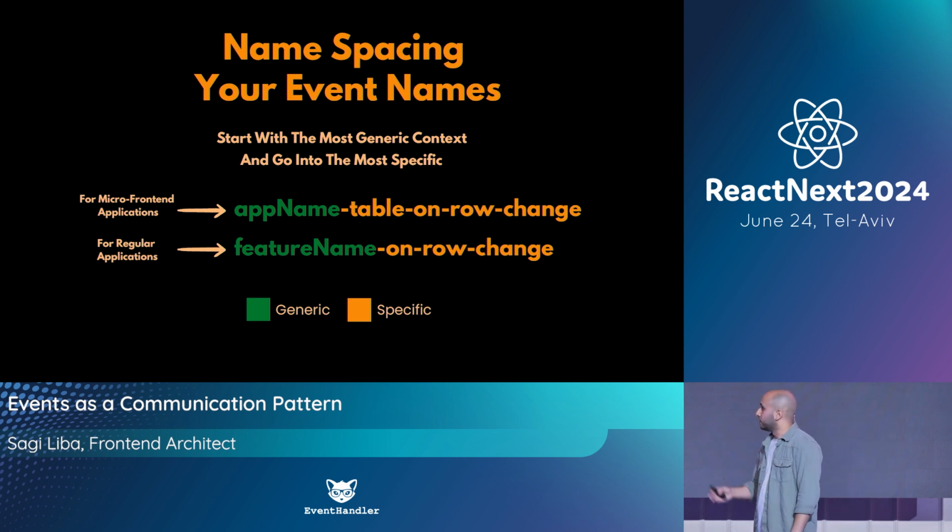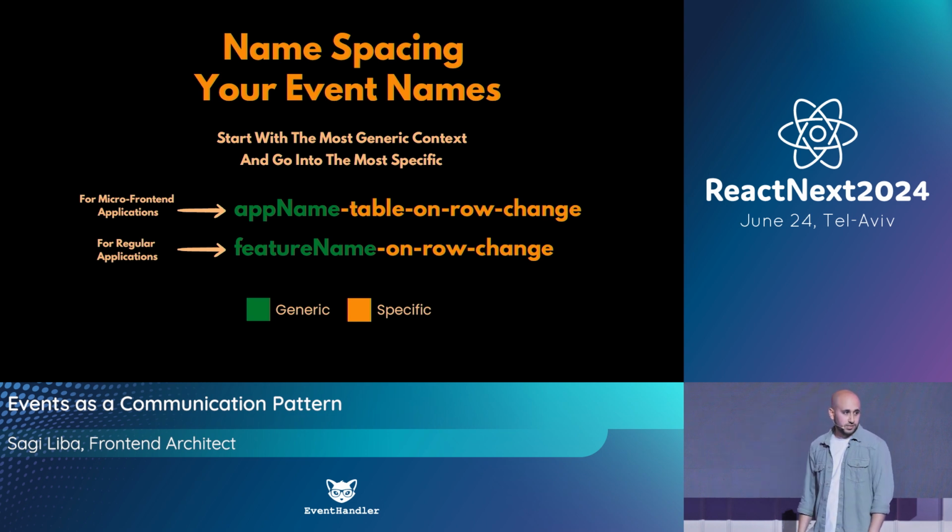If I take the example of the micro-frontend application, I might start with the application name, which is the most generic concept in your name, and then I'll go and be more specific one step at a time. So I go into the feature, which is the table, and finally the on-row change, which is the action. I'll do the same for regular applications. I'll start with the feature name, and then I'll go specific directly into the action. That's how you avoid using duplicate event IDs in your infrastructures.